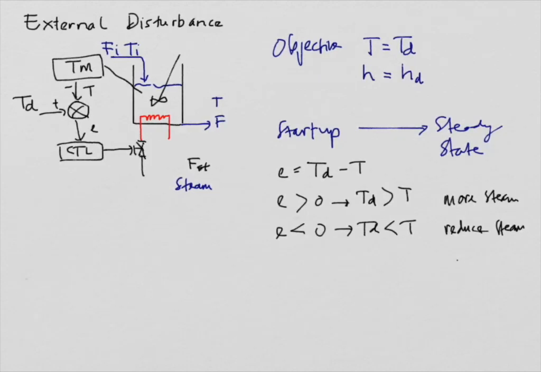In any condition, when Fi increases, what happens to the system? When Fi increases, maybe the T will decrease. So to keep the T at the TT level, we have to increase the FST, the action of the controller. So this is the mechanism of the controller action.